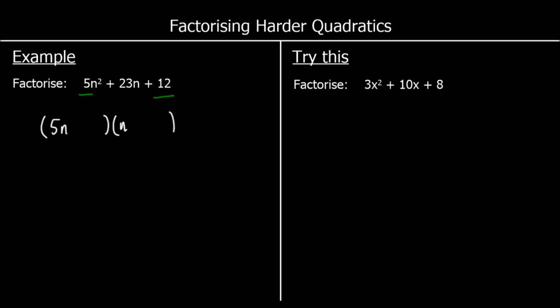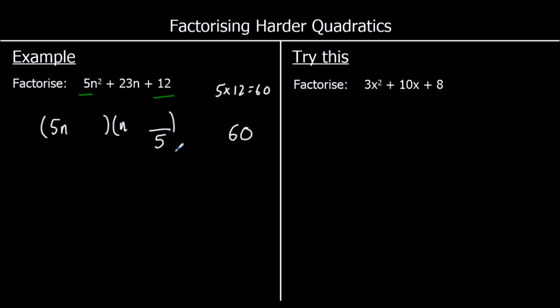5 times 12 is 60. So we're going to look at what multipliers make 60 and add to make 23. But remember, one of those numbers that we find will be multiplied by 5. So we're going to undo that by dividing one of them by 5.